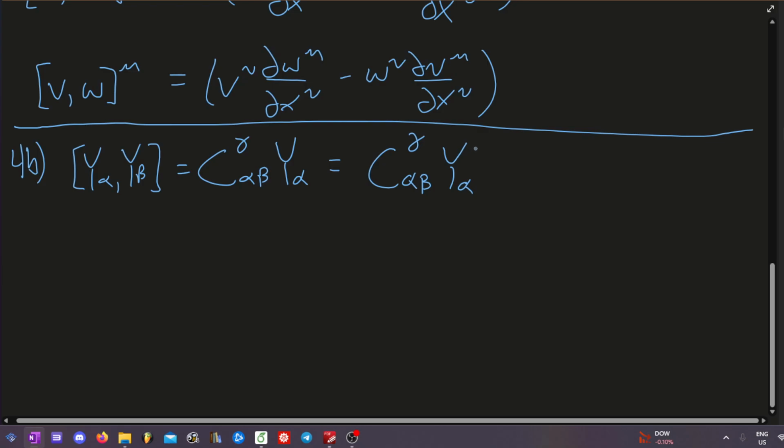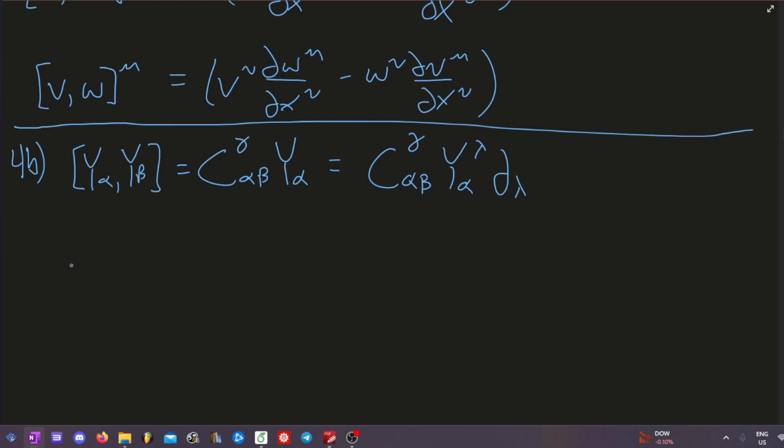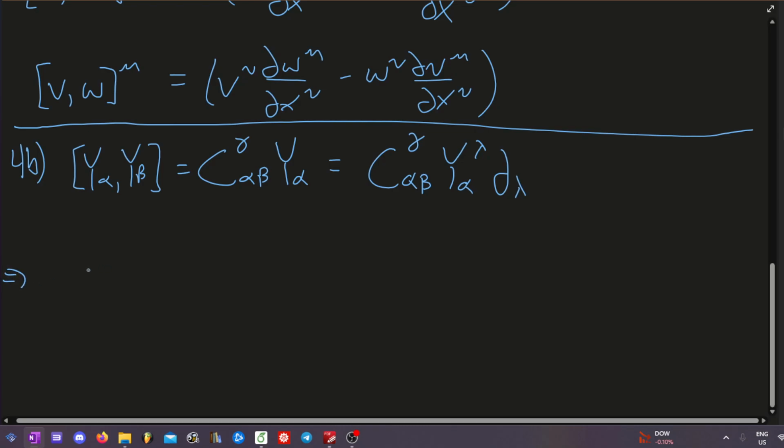So this is going to be a component times a basis, which is the derivative. Okay, so with this, let's rewrite our commutator. So we're going to get something like y beta y, oops, I'm already doing this backwards, y alpha y beta minus y beta y alpha. And if we do this in terms of this notation, we're going to end up with something like this.